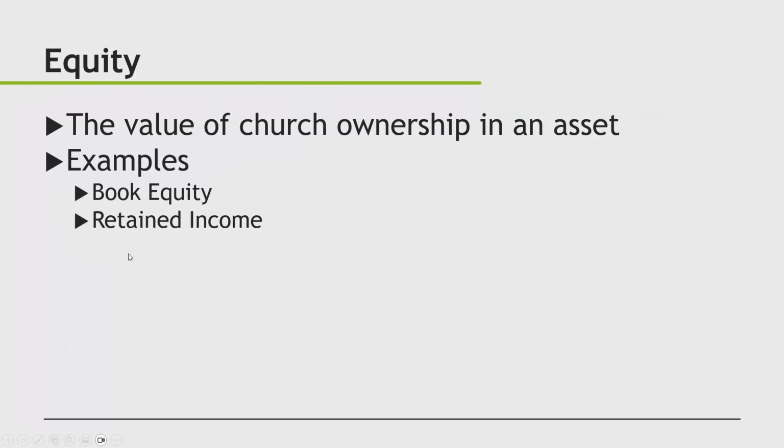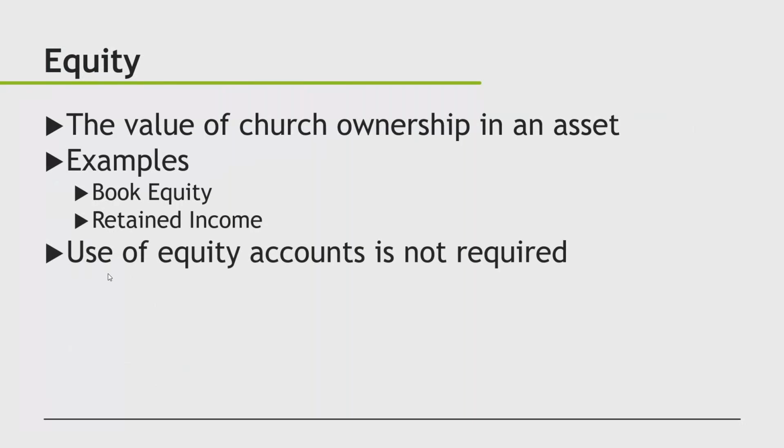Now, I mentioned that retained income affects your book equity because what happens at the end of every year is we take your retained income from the previous year and that gets added to your book equity, and then your new retained income starts fresh for the new fiscal year. So that is kind of the general process of how your equity changes each year. Now, all of this to say, use of equity accounts is not required. The system can take care of equity for you really without your intervention.